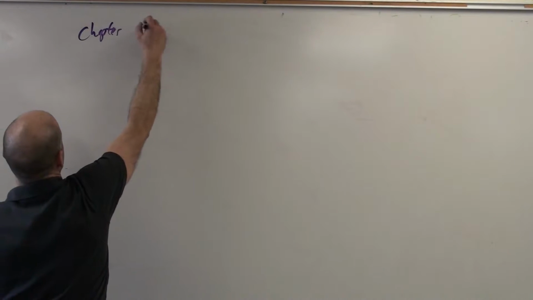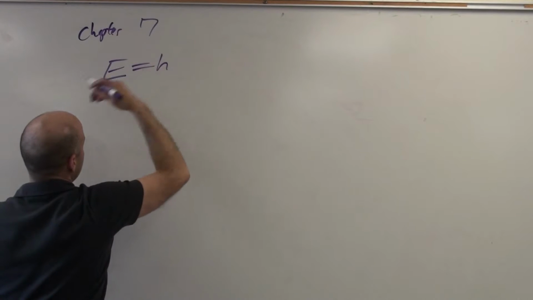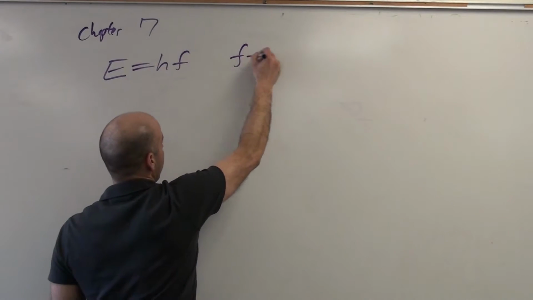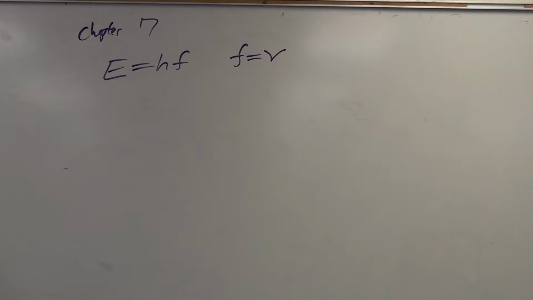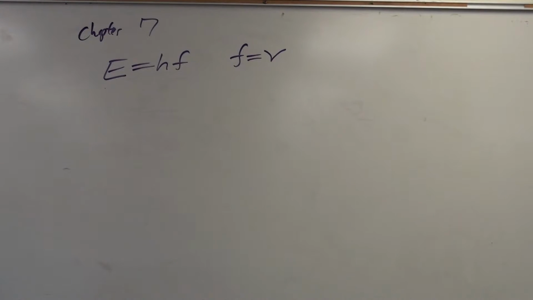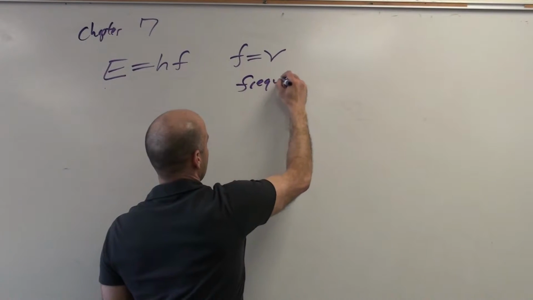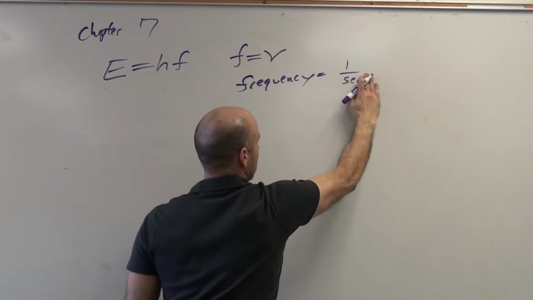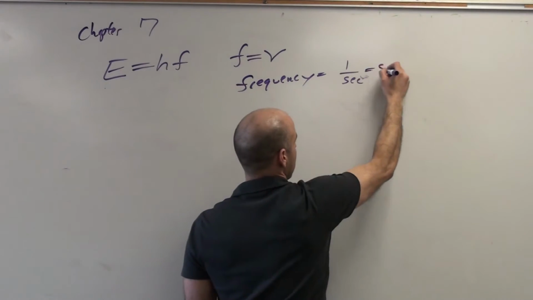Chapter 7, so there are a couple big equations here in atomic theory, and E equals hf, and depending on how they do it, sometimes f is written as the Greek letter nu for frequency. So they're the same thing, frequency, and that's not velocity, that's the Greek letter nu for frequency. The units on frequency are reciprocal seconds, or 1/seconds. Another way you can write that is seconds to the inverse.